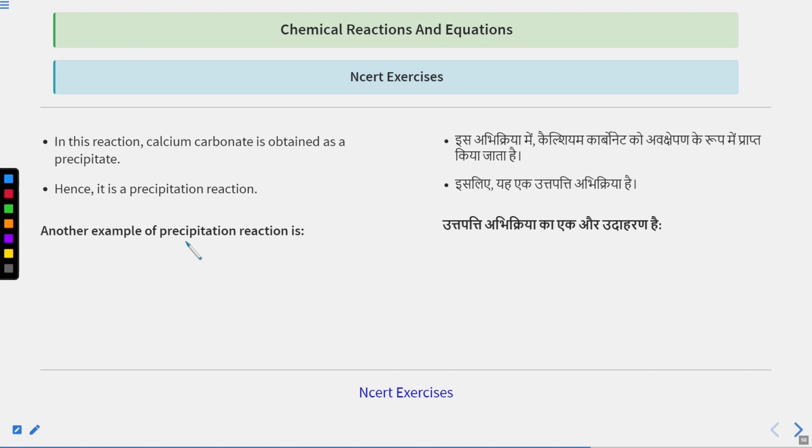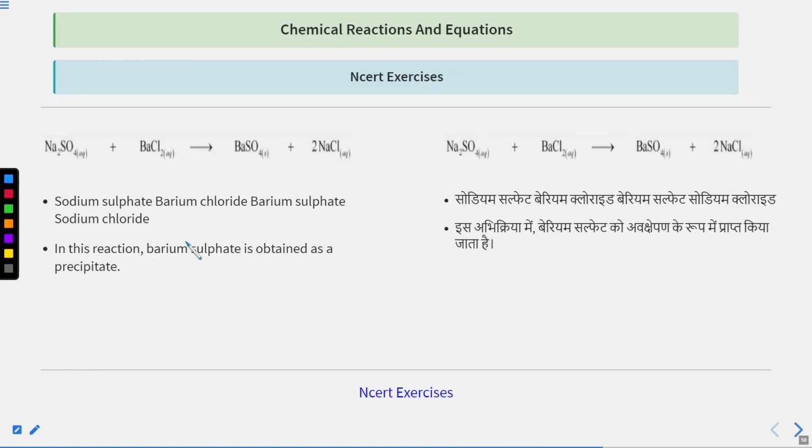So another example of precipitation reactions you can take like Na2SO4, which is sodium sulfate, plus barium chloride. Sodium sulfate when reacting with barium chloride, so exchange of ions will take place here, right? So like you can see, Na is positive, SO4 is 2 negative, Ba is 2 positive, and Cl is negative. After exchange of ions and balancing, you will get Na2SO4 plus BaCl2 gives BaSO4, barium sulfate, plus 2 NaCl, sodium chloride.